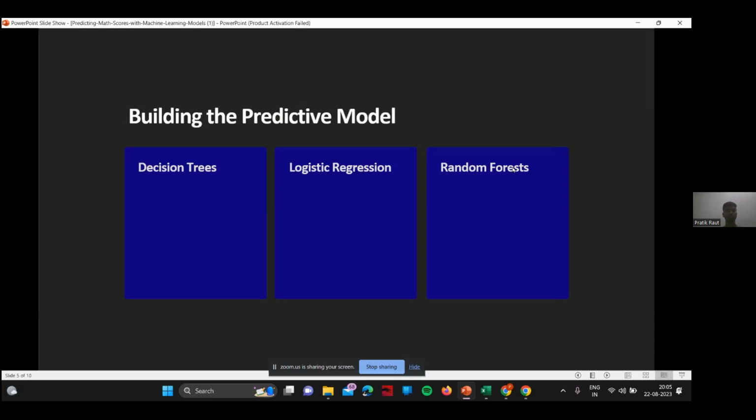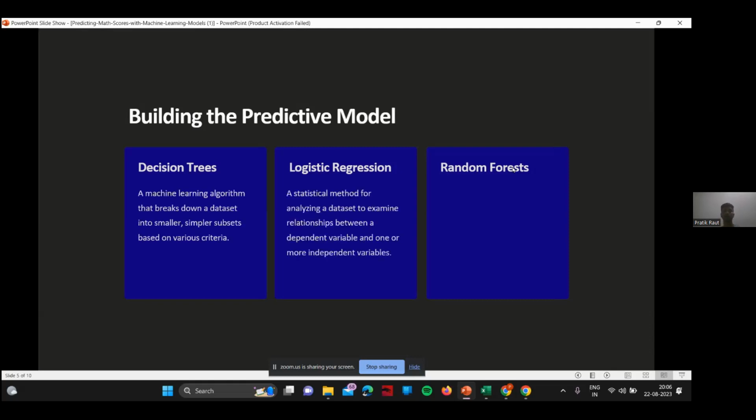What is the decision tree? A machine learning algorithm that breaks down the dataset into smaller subsets based on various criteria. Then we have logistic regression, a statistical model for analyzing the dataset that can examine the relationship between various factors and variables in a student performance dataset. Then we have the random forest algorithm, a machine learning technique that creates multiple decision trees and combines them to improve the accuracy.